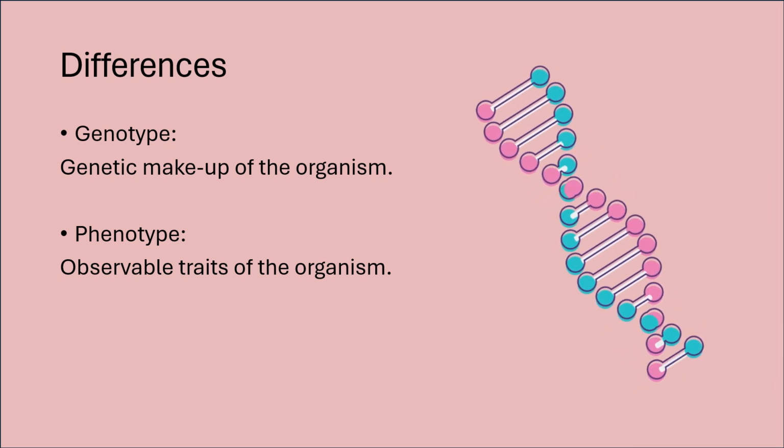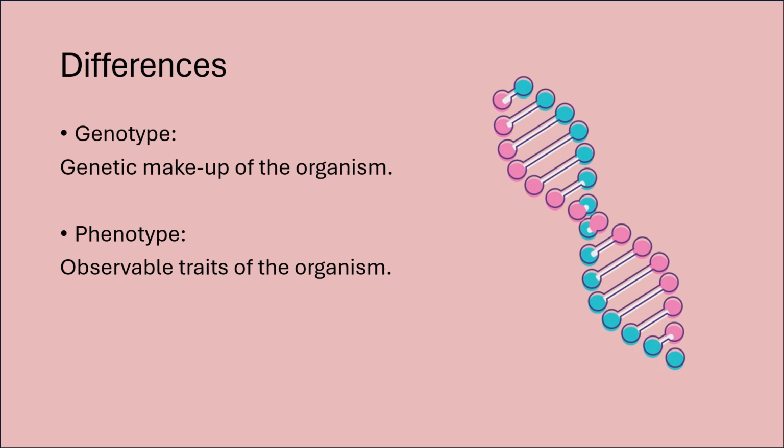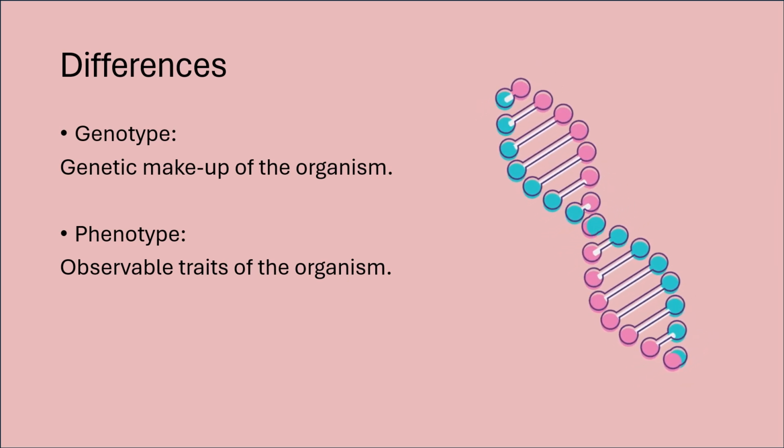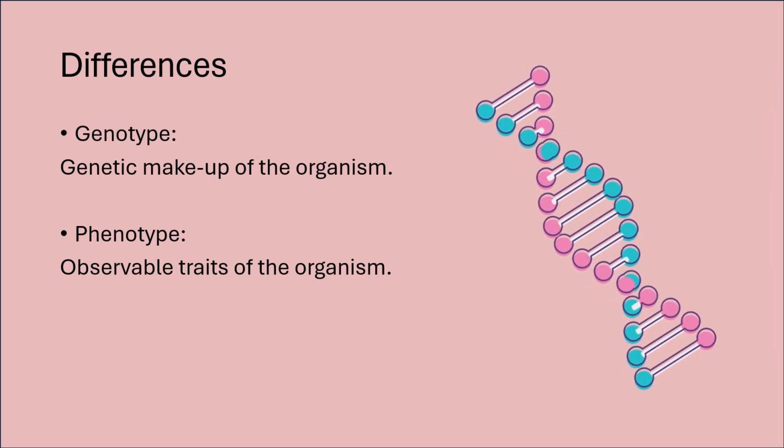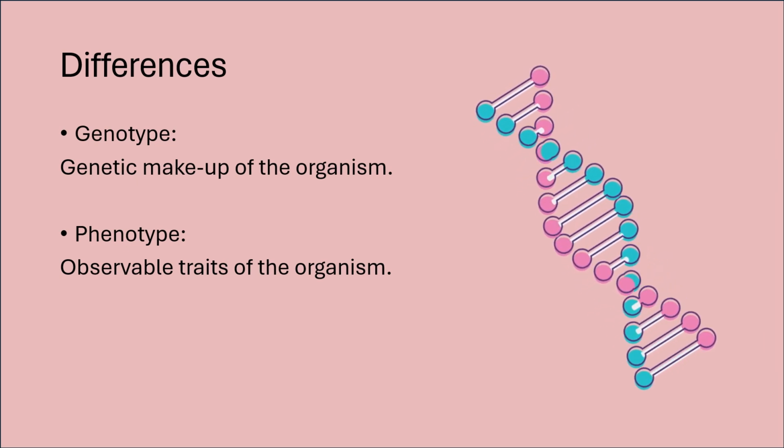So the main thing that makes genotype different is that genotype is the genetic makeup of the organism. This is usually denoted by symbols like big B and small b, while phenotype is the observable traits of the organism, such as brown eyes or blue eyes.